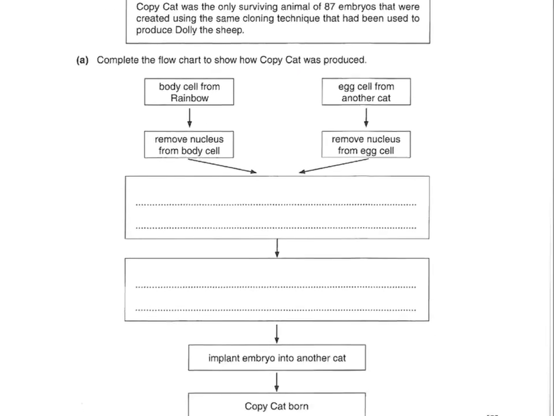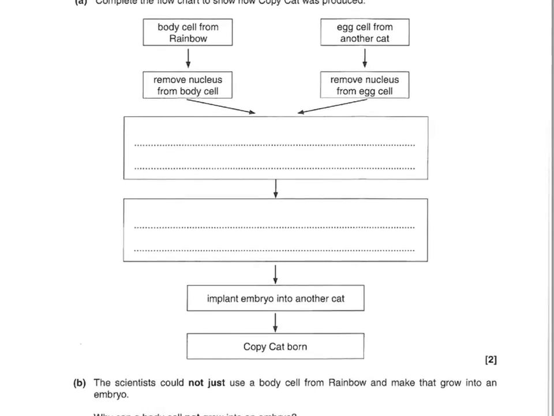So we start with a body cell from Rainbow and an egg cell from another cat. Remove the nucleus from the body cell, remove the nucleus from the egg cell. The next part here, you need to say that the nucleus from Rainbow or the body cell was put into the empty egg cell. So the nucleus from the body cell was put into the egg cell. And then this one is that the cell is given an electric shock. Or you could say that the cell starts dividing.